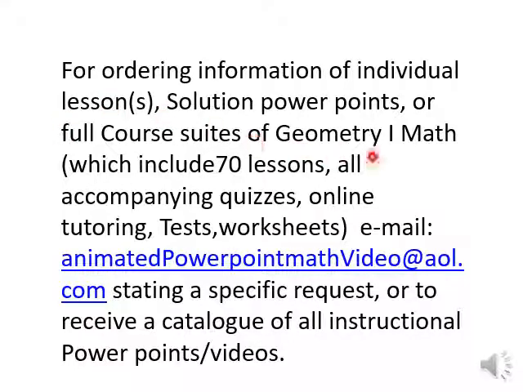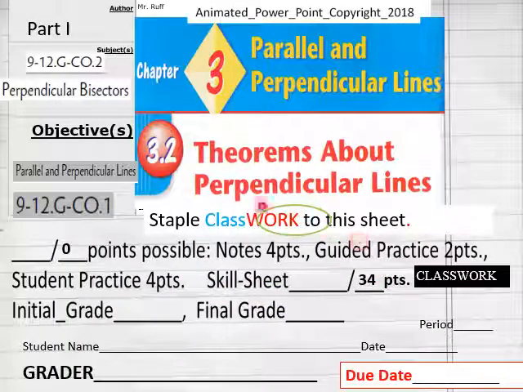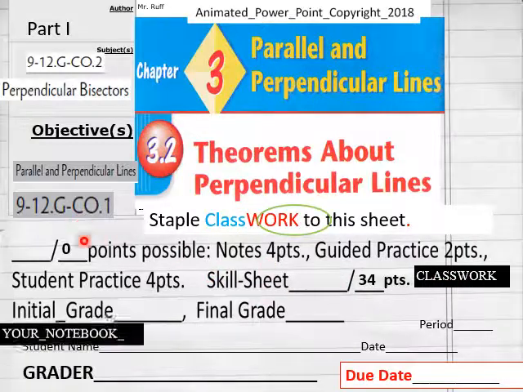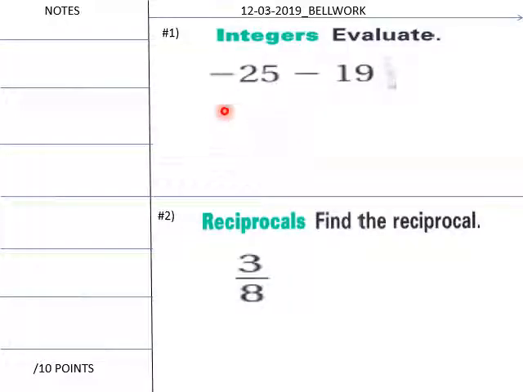Hello everybody, we're doing 3.2 today of Geometry 1, theorems about perpendicular lines. This will be part 1, with part 2 and part 3 available here. We've got a 34-point skill sheet here for classwork and a 0-point note-taking responsibility.